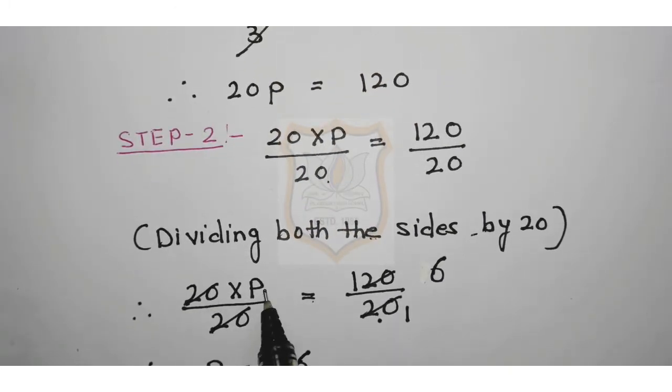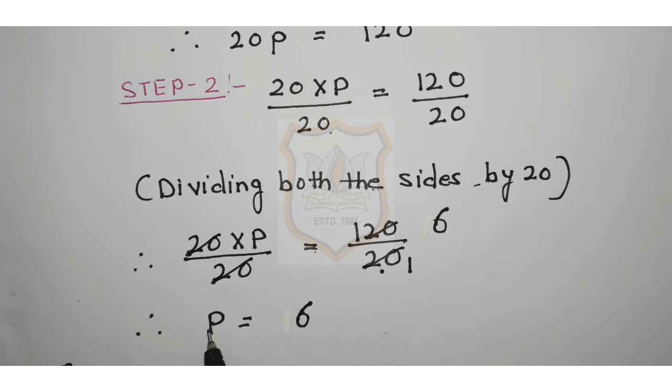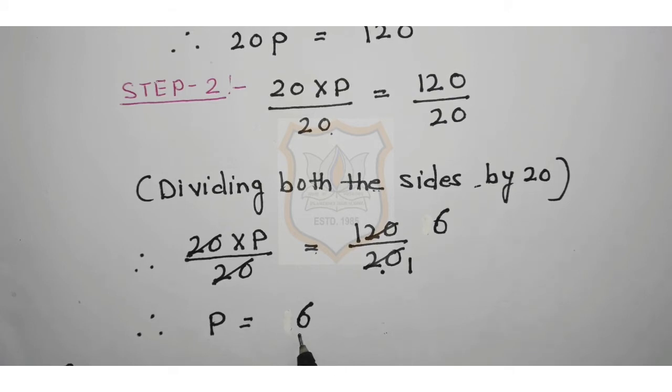Therefore, 20 into p divided by 20 is equal to 120 divided by 20. The 20s both cancel out, and 20 ones are 20 and 20 sixes are 120. Therefore, the value of p is equal to 6. So students, in this way we can find out the value of p that is equal to 6 in C part of question number 3.